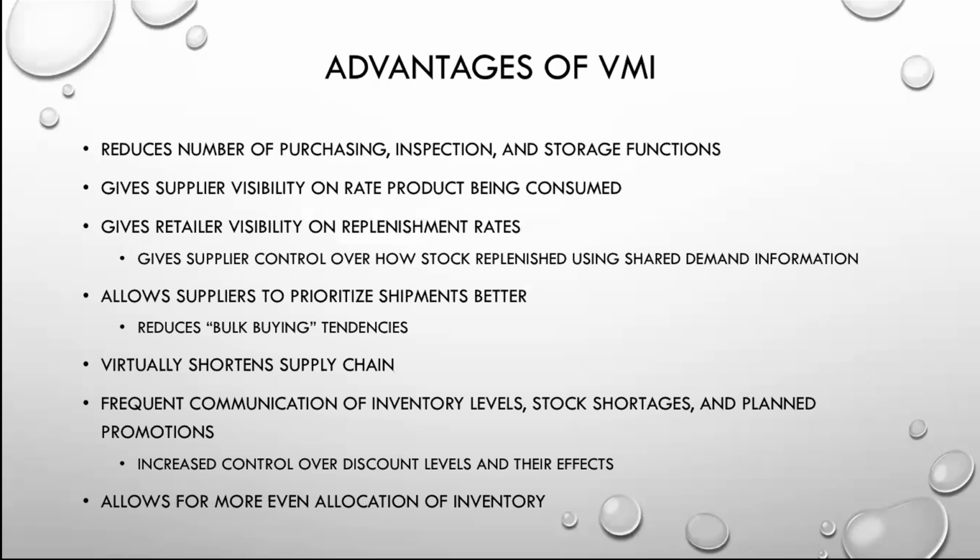The supplier gets visibility on the rate the product is being consumed. This allows the supplier to better schedule its capacity. It also gives the retailer visibility on the supplier's ability to replenish the stock. In theory, this allows the retailer to see if any problems are on the horizon.